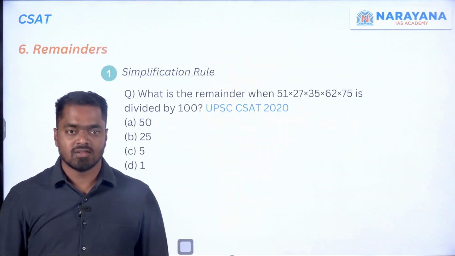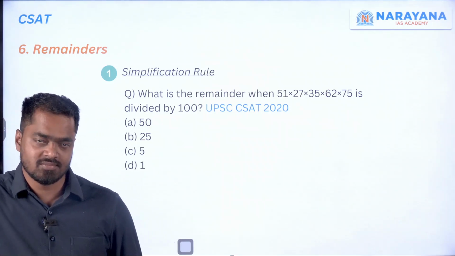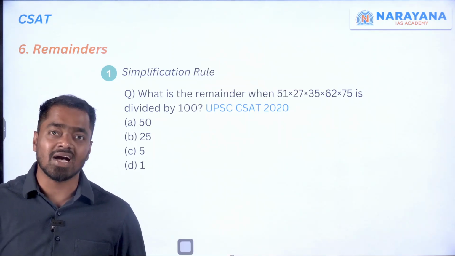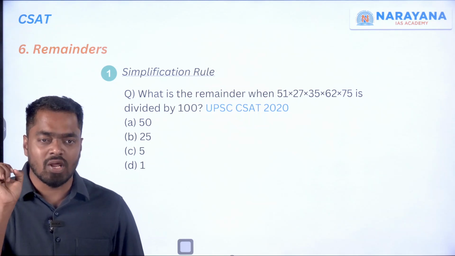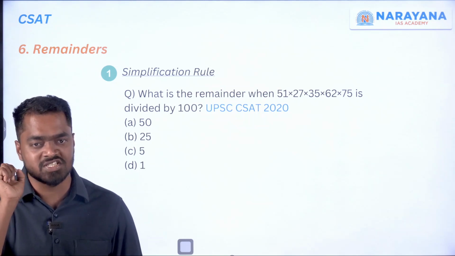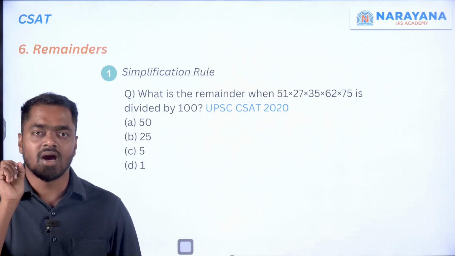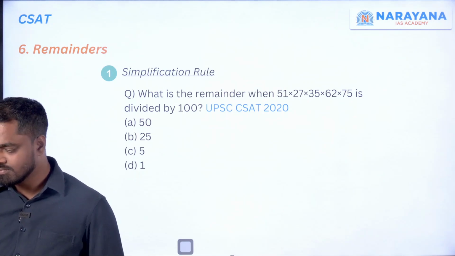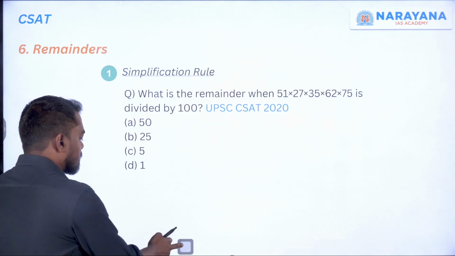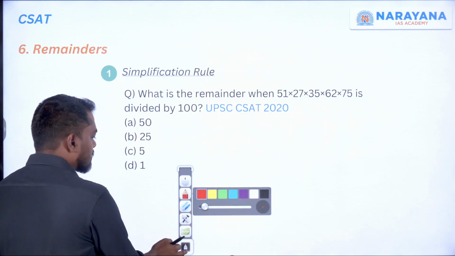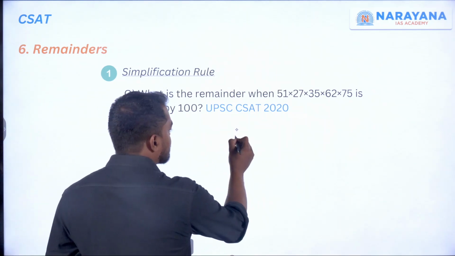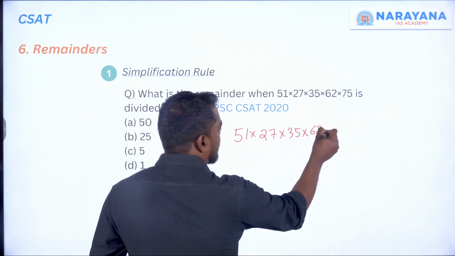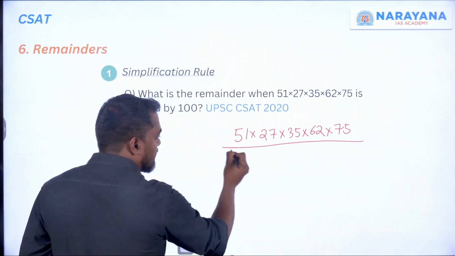See the next question. This was also asked in 2020 paper. Similar model questions from the same concept being asked again and again. What is the remainder when 51 into 27 into 35 into 62 into 75 is divided by 100? Apply the simplification rule. And this is very easy questions. These are 51 into 27 into 35, 62 into 75. It is divided by 100.